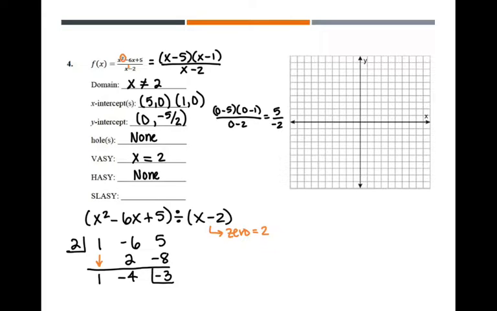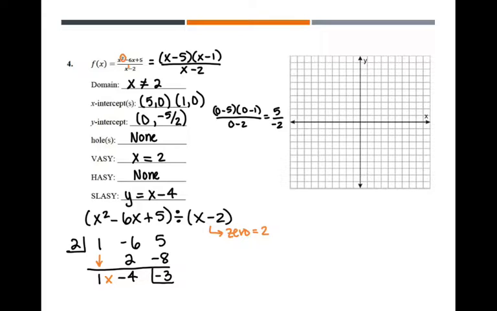Now, when you are finding your slant asymptote, we actually don't care about the remainder. So right here, what we have left over is our function. Since we had started with x squared, that means this is going to be 1x minus 4, and that will actually represent the equation of your slant asymptote. So y equals x minus 4. Now, if you wanted to divide that using long division, you totally could, and you would end up with the same exact answer.